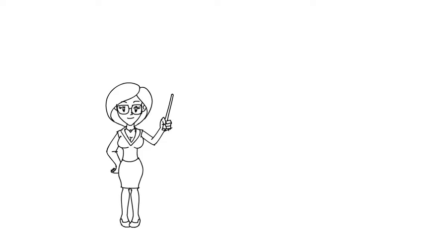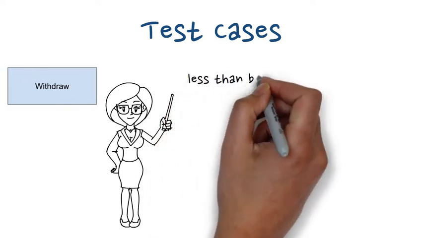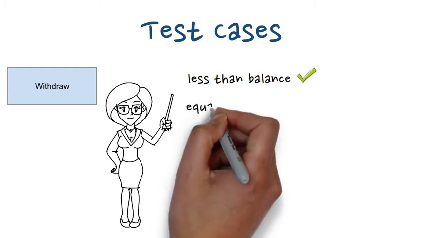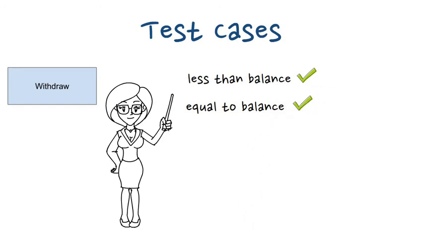After we determine the test requirements of the module, we will develop test cases to test possible inputs and expected outputs. For the withdraw module, we will write test cases for when the amount is less than the balance, and we want this test to pass, equal to the balance, and this test will pass if the business rules allow the user to withdraw all their money. Some banks may require a minimum amount to remain in the account to keep it open.